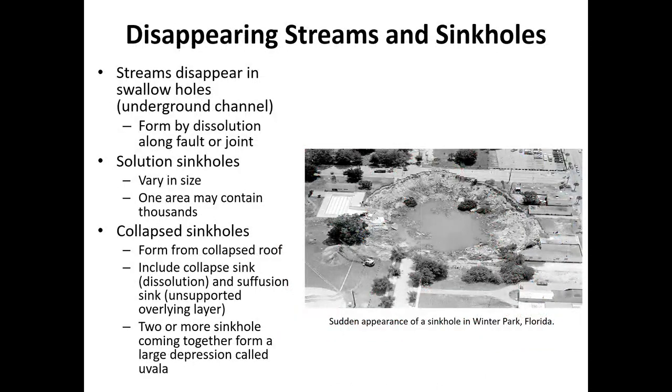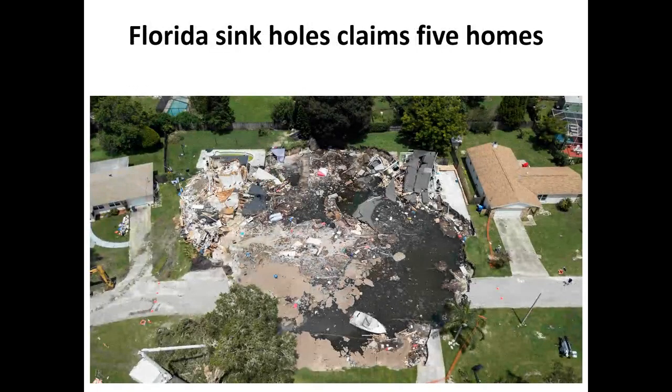So this is an example of disappearing swallow holes. Essentially, these are sinkholes, areas where the water underneath a certain area is eroded and that causes the area to collapse. They can appear fairly suddenly. This is one that happened in Winter Park, Florida. This is a sinkhole that happened in Florida that destroyed 5 homes. So it can be a major problem, especially in areas where there's lots of urban buildup.